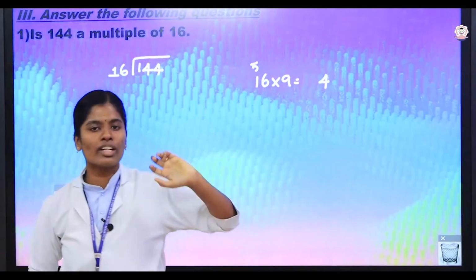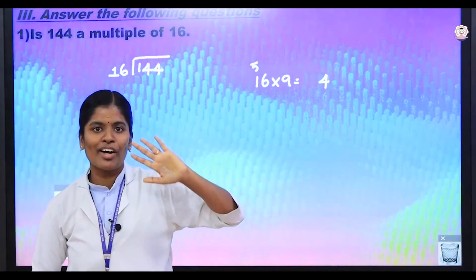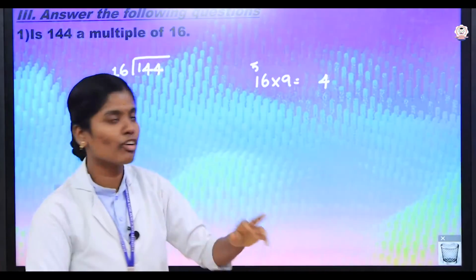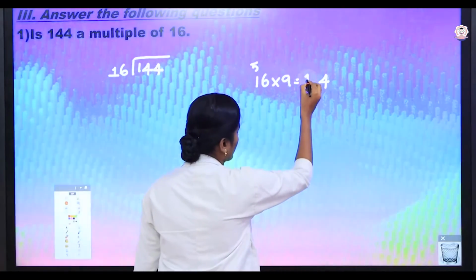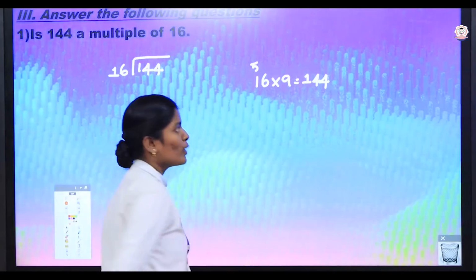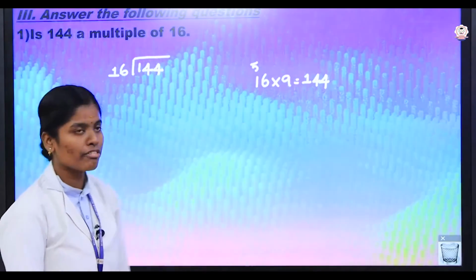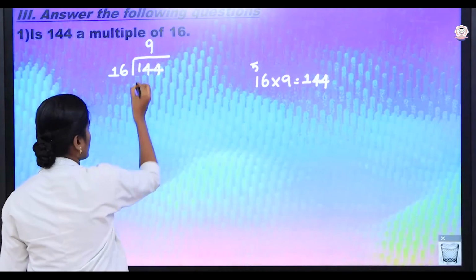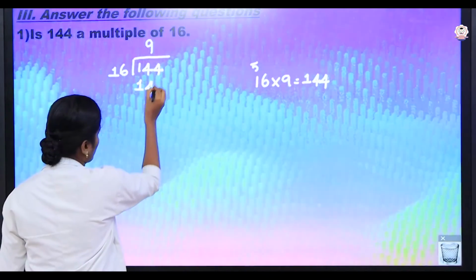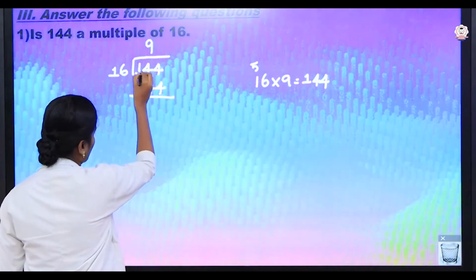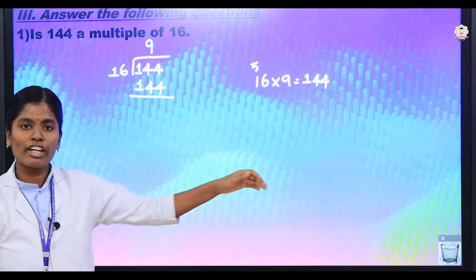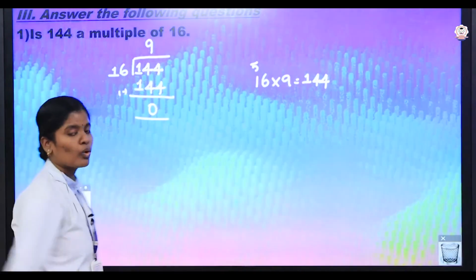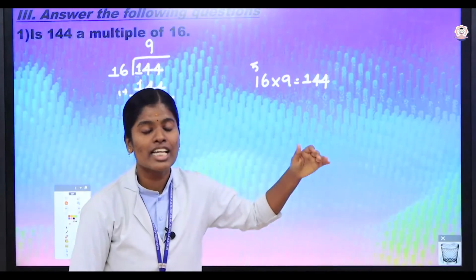Now tell me Portika, what is 9 plus 5? Very good. 9 after 10, 11, 12, 13, 14. So the answer is 144. Yes, we have 144 in the 16 table, 9 times. So write here 9 16s are 144. Now 144 minus 144, the answer is 0.